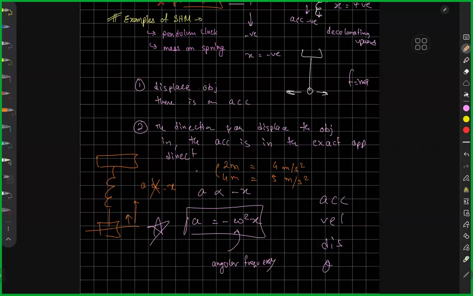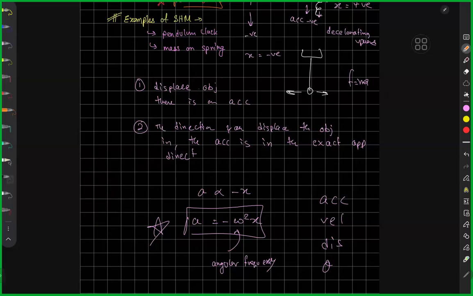While my displacement increased twice, my acceleration, exactly, did not increase twice. It did not increase by a factor of 2. So this means that it is not a simple harmonic motion. Although this is an oscillation, I cannot classify this as simple harmonic motion.